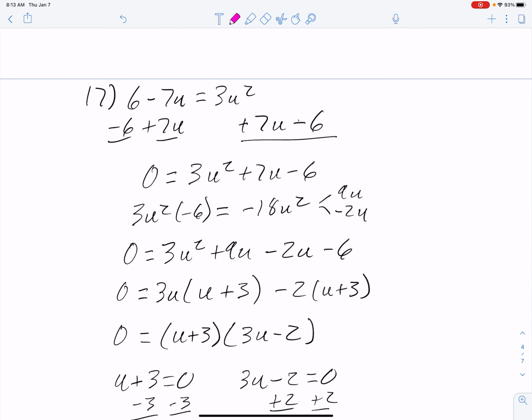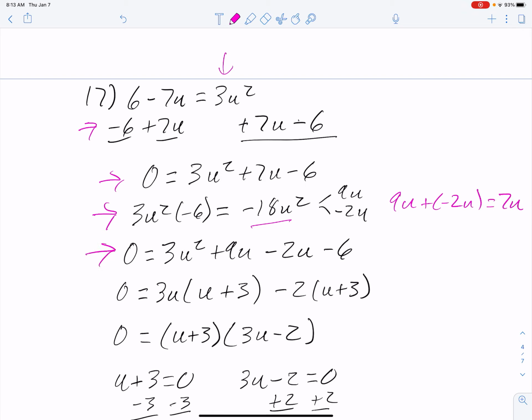17. Since the 3y squared is already positive, I'm going to move the other two terms since I prefer to have my lead term be positive. So 0 equals 3u squared plus 7u minus 6. I start my process of splitting the middle term, and now I need the factors of negative 18u squared that are going to add up to positive 7. Well, those two values are 9u plus negative 2u is going to equal 7u.